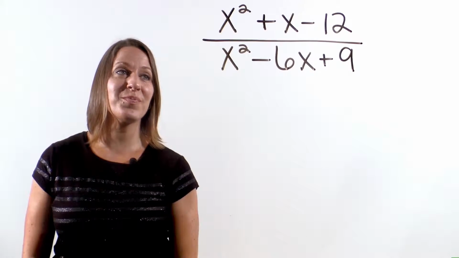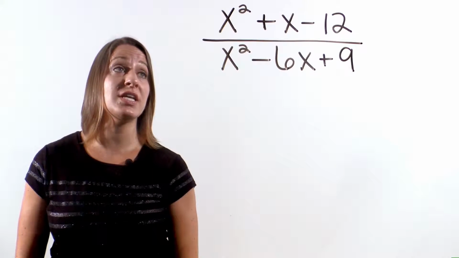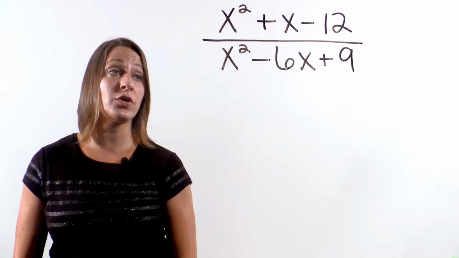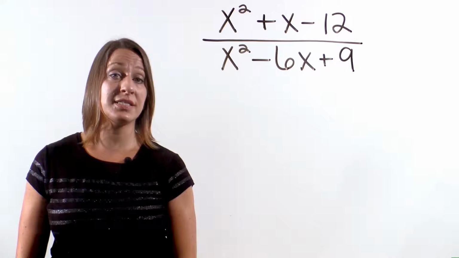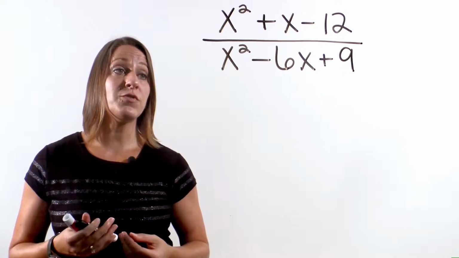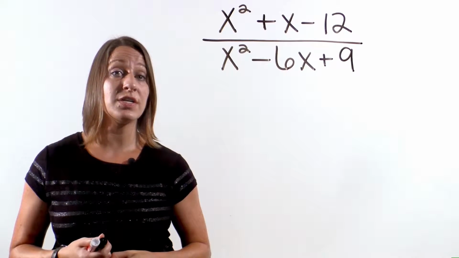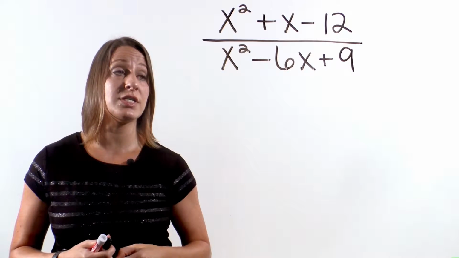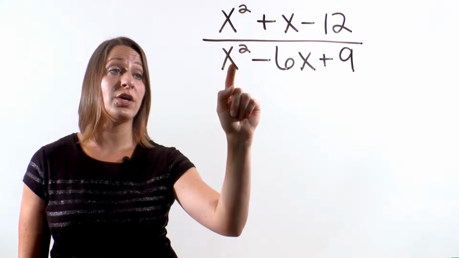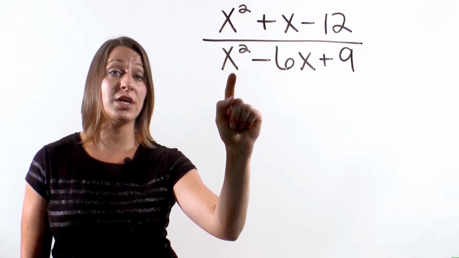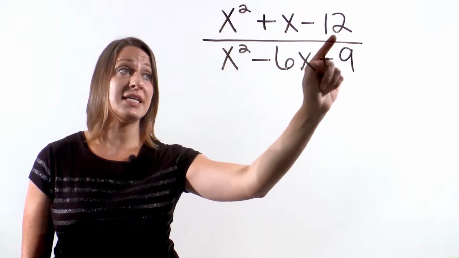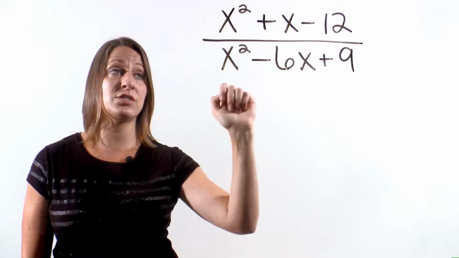Okay, let's solve one more problem. Take the rational expression x squared plus x minus 12 over x squared minus 6x plus 9. Okay, before we simplify this, we're going to factor both of these trinomials first. Because let me remind you, even though there's an x squared in the numerator and an x squared in the denominator, we cannot cancel these two unless it's a perfect image of this trinomial.